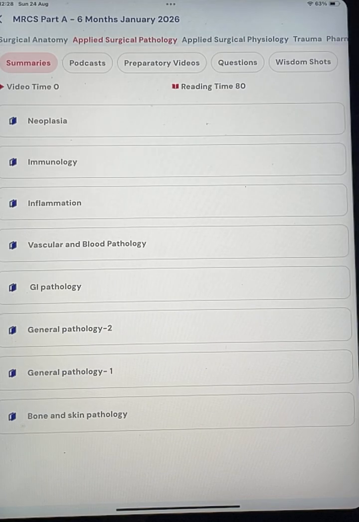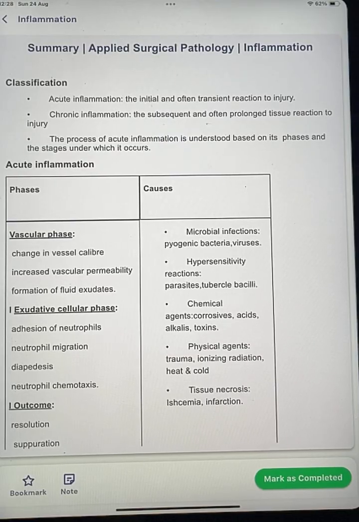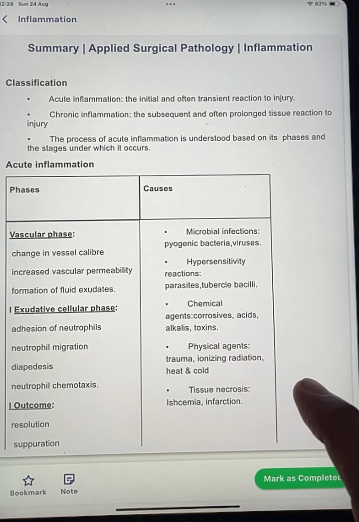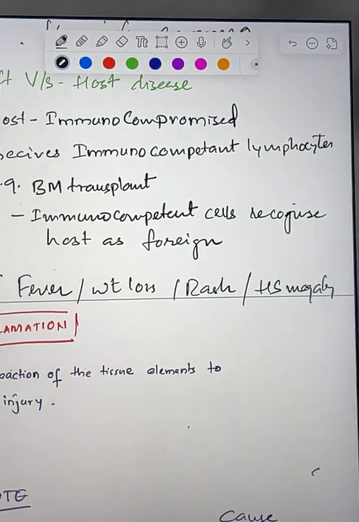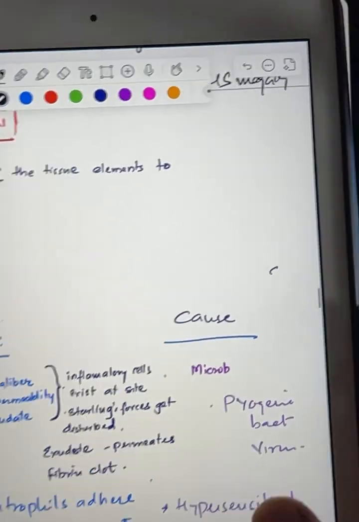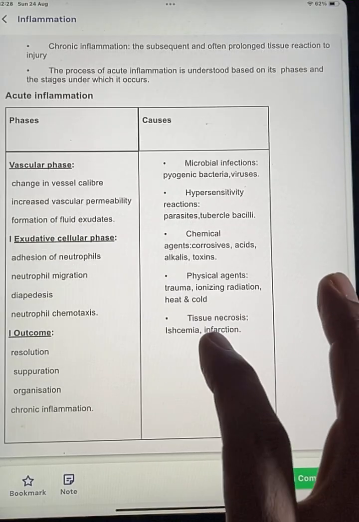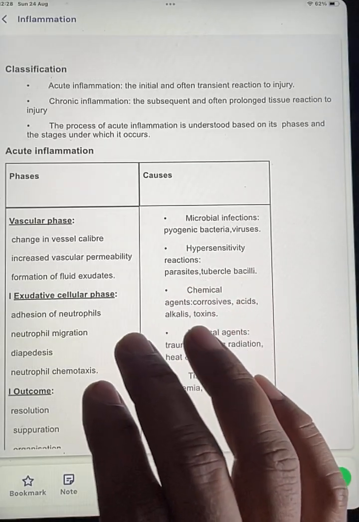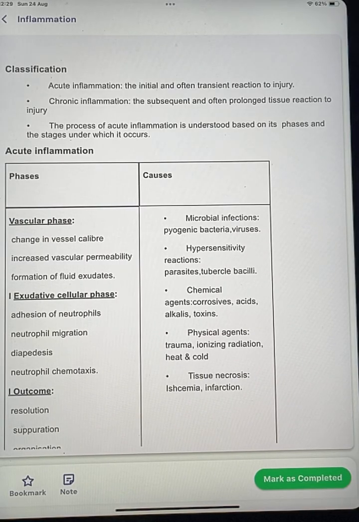So the next topic is about inflammation. Inflammation is the reaction of tissue elements to injury. There are two phases: the acute phase, which is the initial and often transient injury, and the chronic phase, the subsequent and often prolonged tissue reaction.